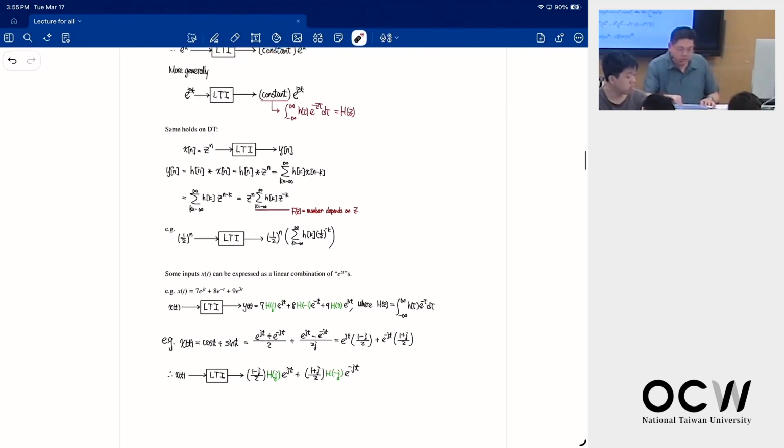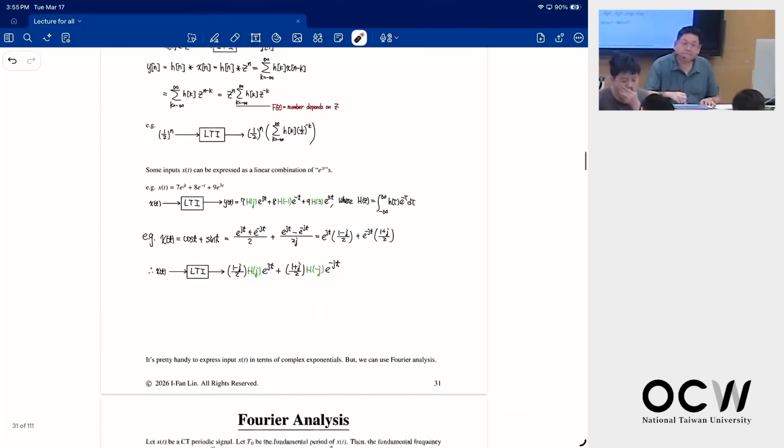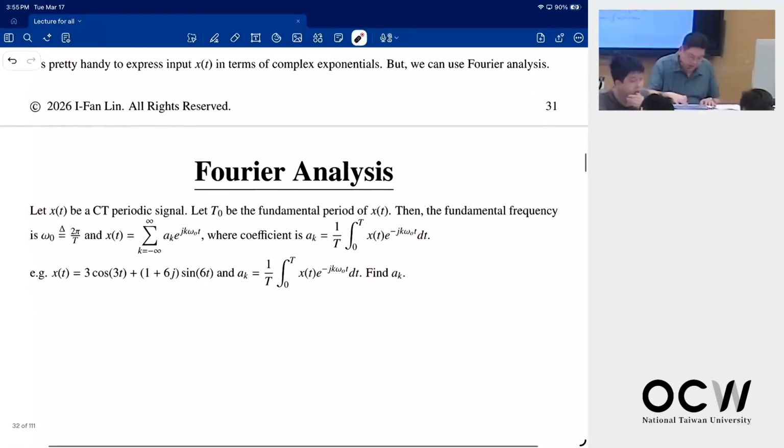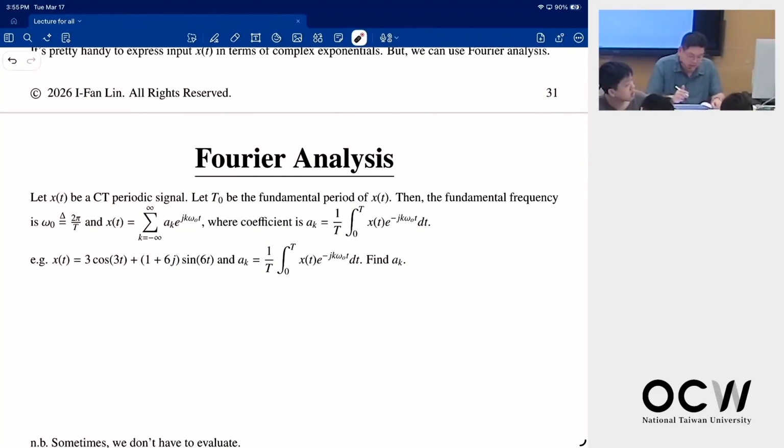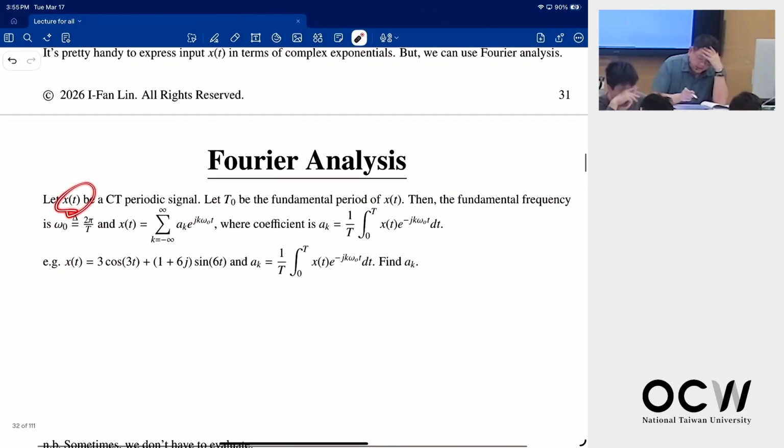Okay, so let's see the Fourier analysis. Now x is a continuous time periodic signal, and T naught is the fundamental period. If we have a fundamental period, then the fundamental frequency will be just 2 pi over T, that's omega naught. X is a continuous time periodic signal, and it can be expressed as a linear combination of the complex exponentials. Then for the coefficient, how do you find the coefficient?